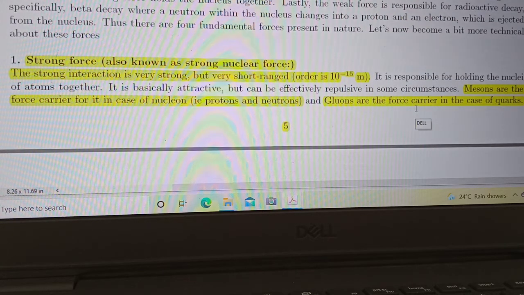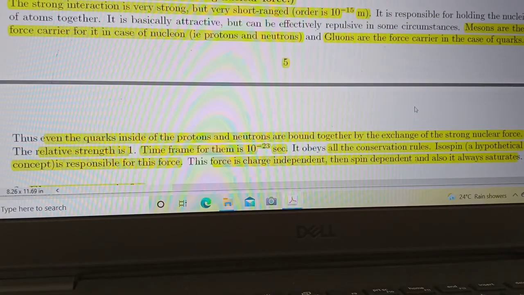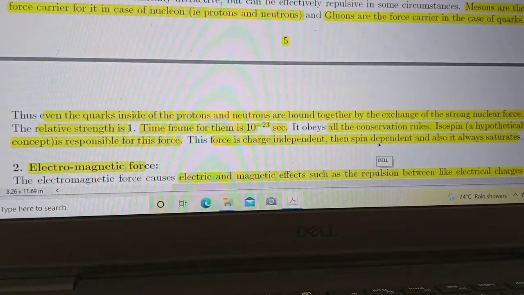It is responsible for holding the nuclei of atoms together. It is basically attractive but can be effectively repulsive in some circumstances. Mesons are the force carriers in the case of nucleons, and gluons are the force carriers in the case of quarks. Even the quarks inside protons and neutrons are bound together by the strong nuclear force. The relative strength is 1. The time frame is 10 raised to minus 23 second.